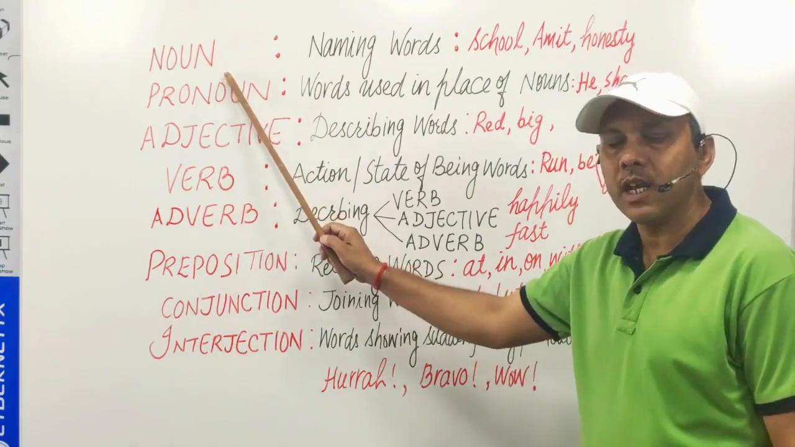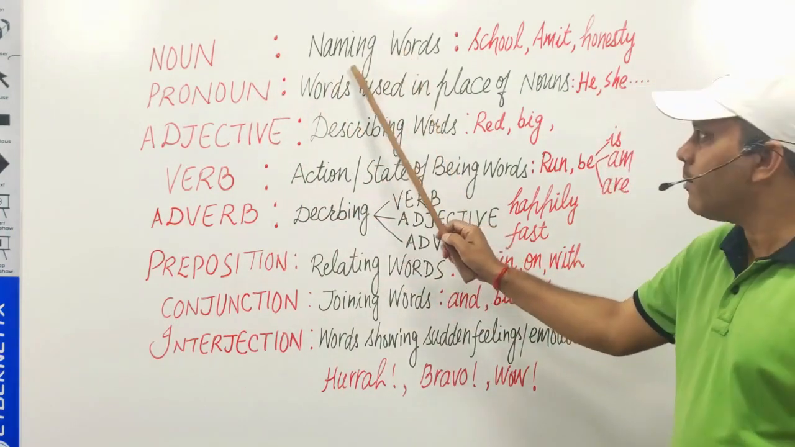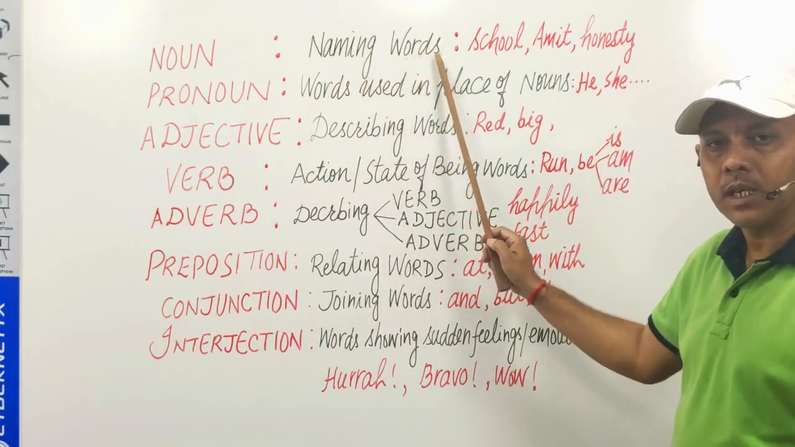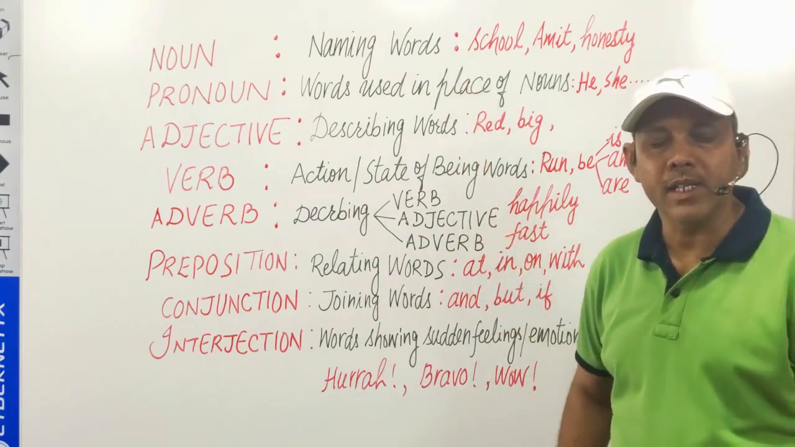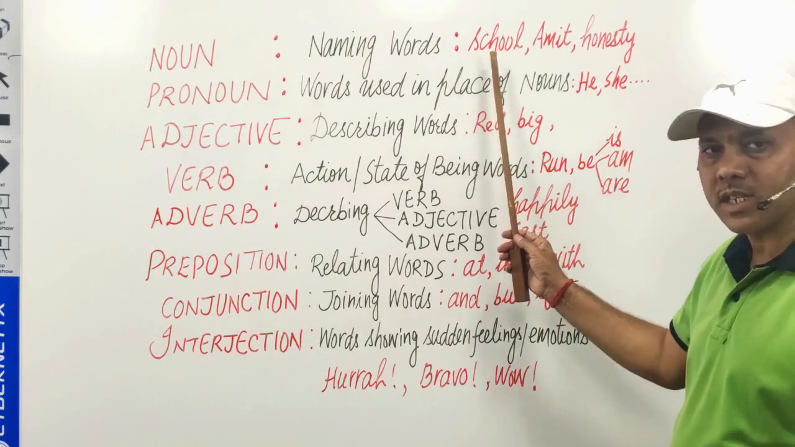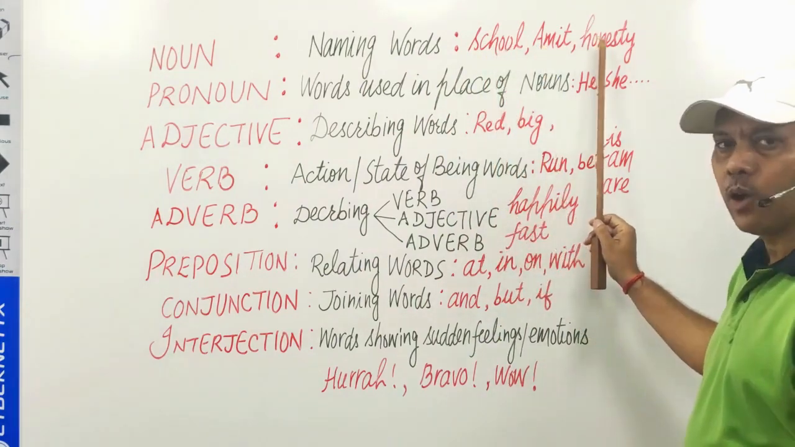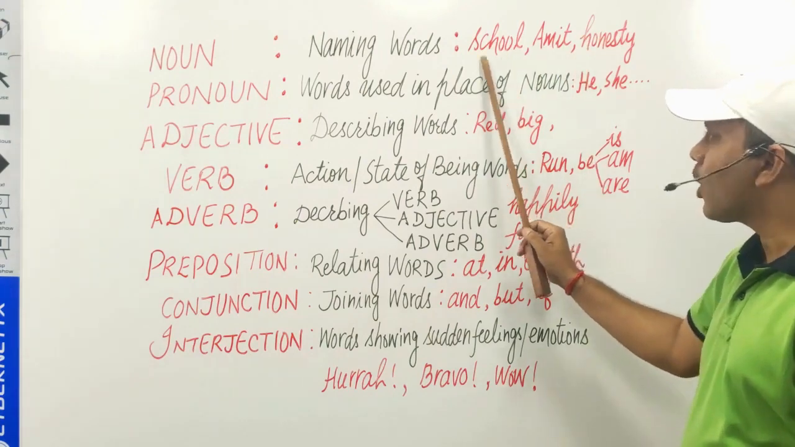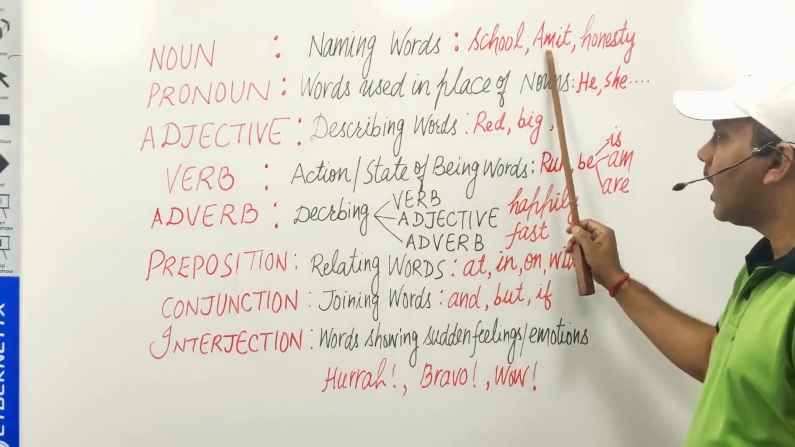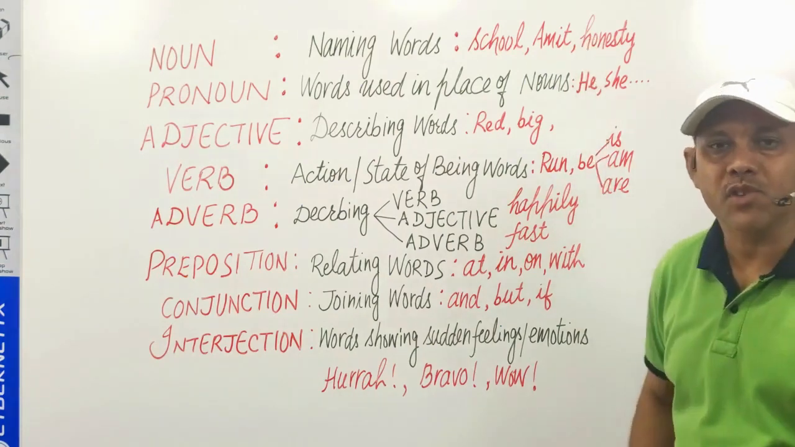The first one is noun. Noun refers to naming words. Name of anything: person, place or thing, idea, emotion or animal, etc. For example, school, Amit, honesty. School is a common noun, Amit is a proper noun and honesty is an abstract noun.